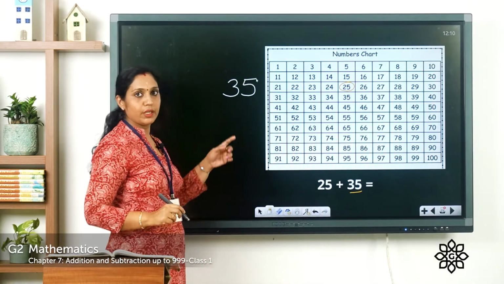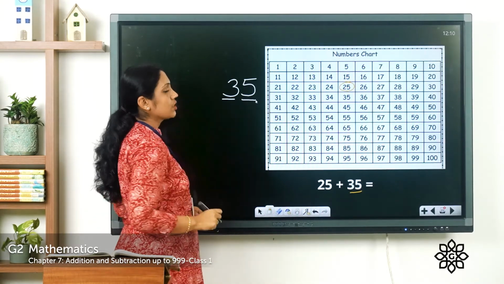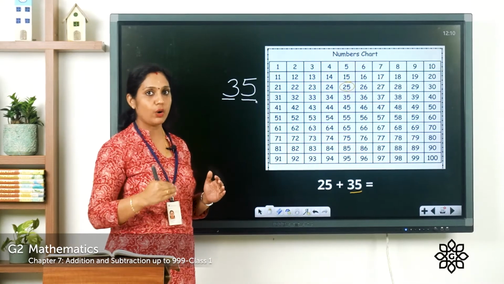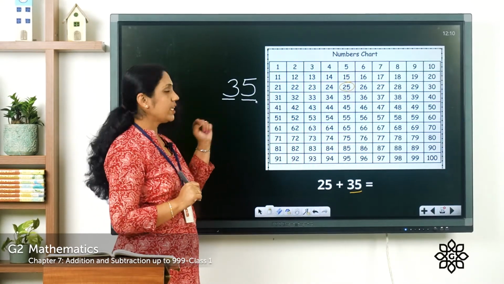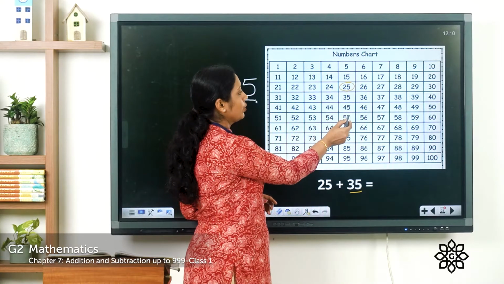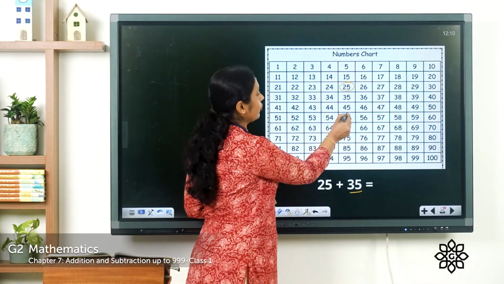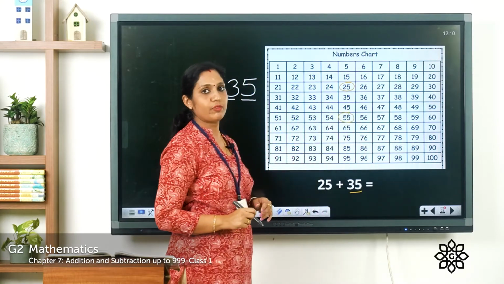35. In the number 35, we have 3 tens and 5 ones. So how many steps we have to move downwards? We have to move 3 steps downwards. So 1, 2, 3, and we reach the number 55.